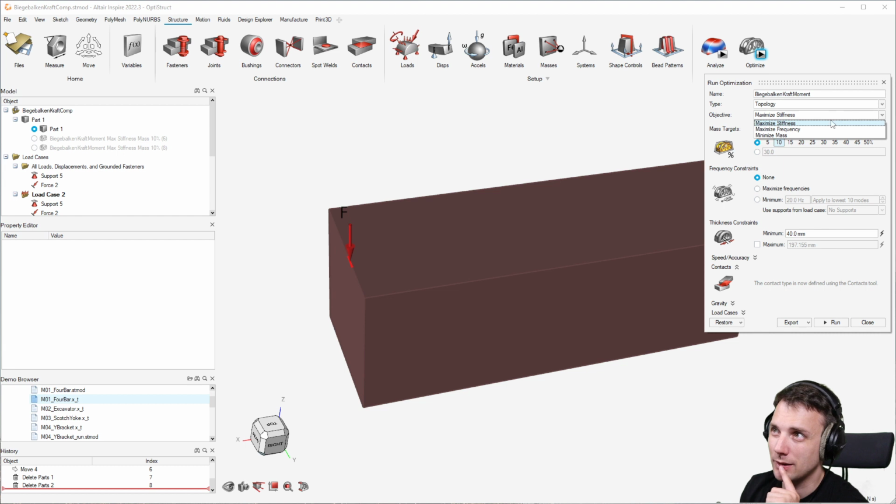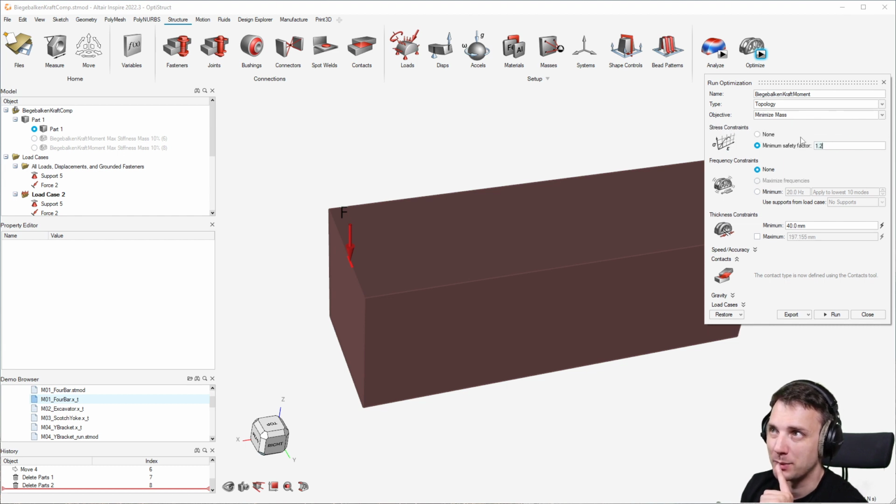Let's go over to the other side of things. If you have minimized mass, and if you then double the force, for example, because of the safety factor, which is related to stress, which is related to the force you apply to the model, it has an effect on it. Can I show it to you?